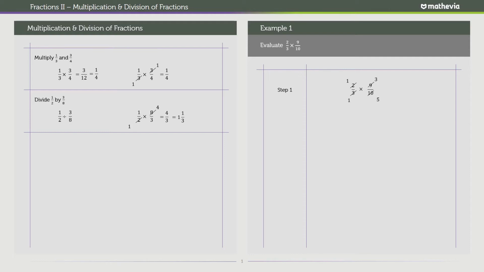And then what you're left with is 1 and 3 on the top, and 1 and 5 on the bottom. So you have 1 times 3 gives you 3, and 1 times 5 gives you 5. And quite simply, that's it. Answer 3 over 5. Let's go ahead and do another example.